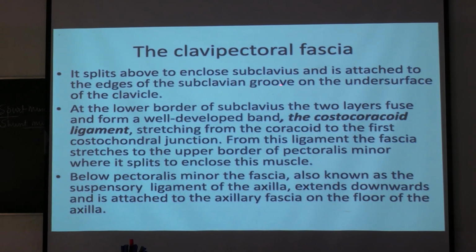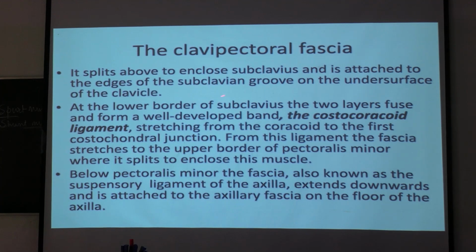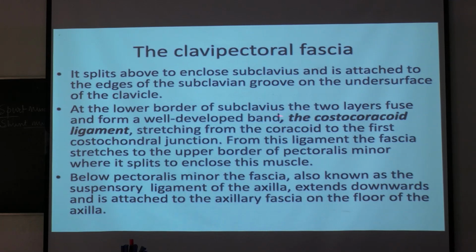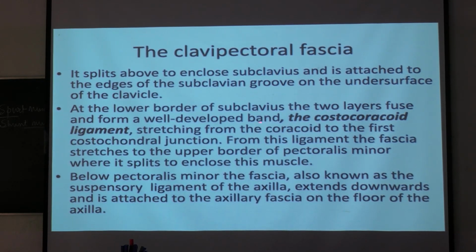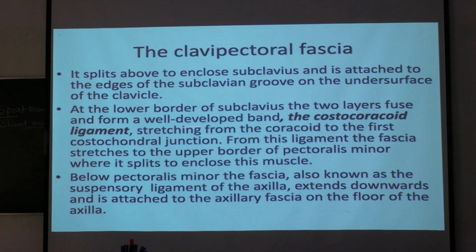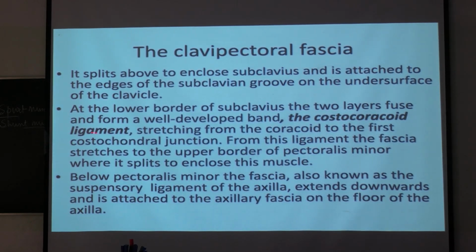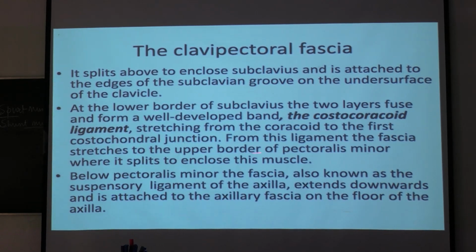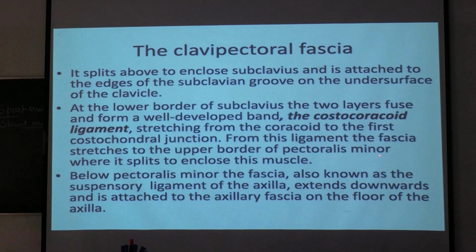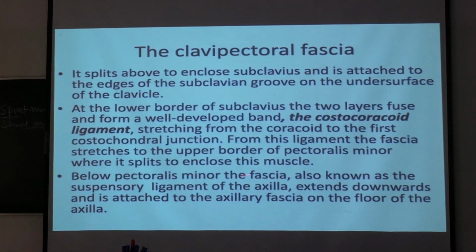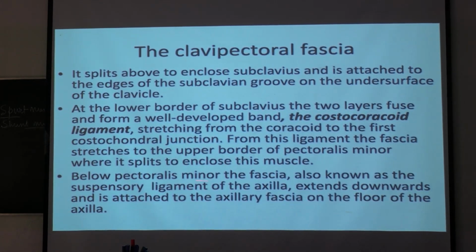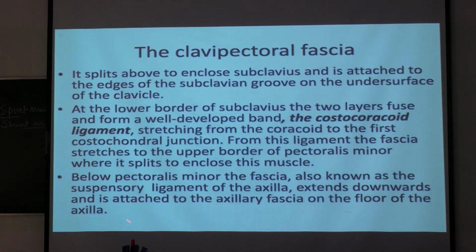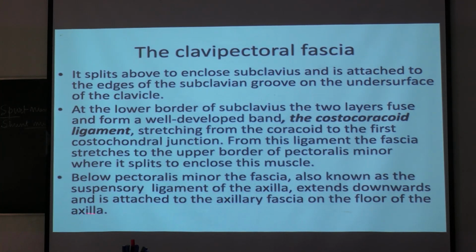It splits above to enclose the subclavius and is attached to the edges of the subclavian groove on the undersurface of the clavicle. At the lower border of the subclavius, the two layers fuse and form a well-developed band, the costocoracoid ligament, stretching from the coracoid process to the first costochondral junction. From this ligament, the fascia stretches to the upper border of the pectoralis minor, where it splits to enclose the muscle. Below the pectoralis minor, the fascia, also known as the suspensory ligament of the axilla, extends downward and is attached to the axillary fascia on the floor of the axilla.